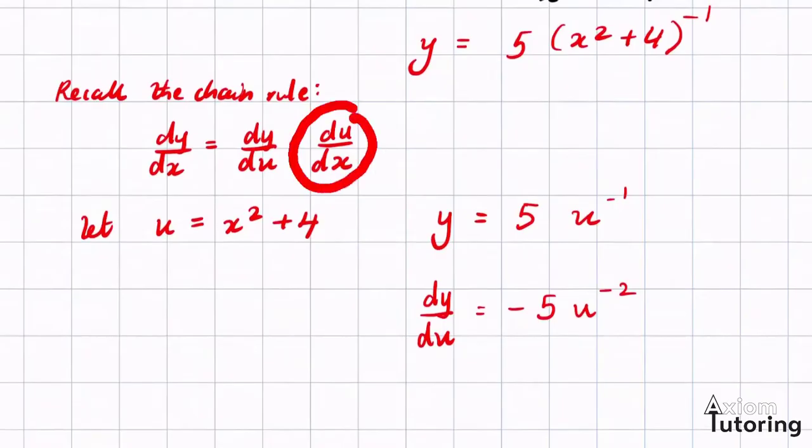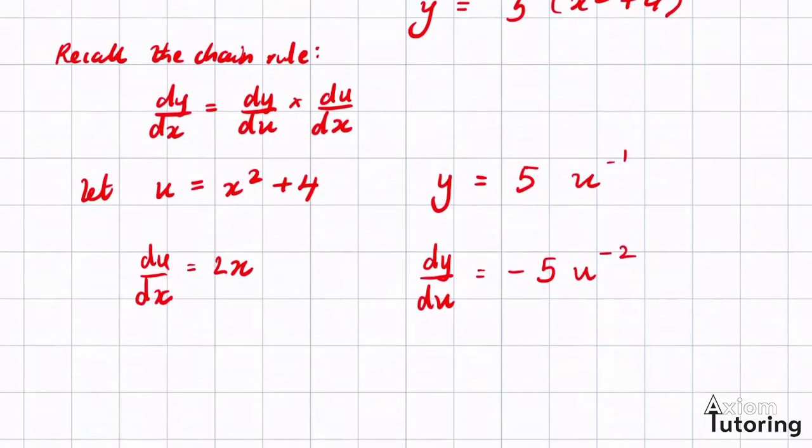And then we want to find du over dx. So du over dx, we want to differentiate the function u with respect to x. And so we can do that because we know u equals x squared plus 4. So then let's differentiate x squared plus 4 with respect to x. And the same thing that we did before, x squared differentiated becomes 2x. And then plus 4, when you differentiate a constant, you get nothing. So du over dx is just 2x.